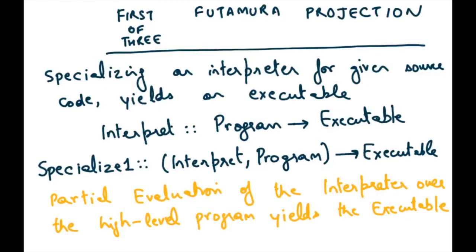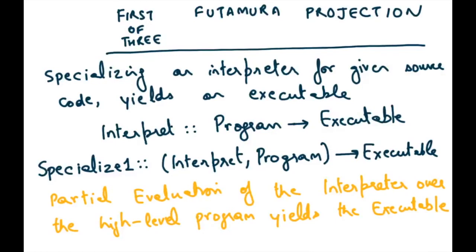Now, the partial evaluation of the interpreter on the program yields an executable, and once again, this is meaningful only if executing the executable on 100 different input data is faster than executing the original interpreter on both the program and the data. Right? Notice that one trivial way to specialize the interpreter on the high-level program or the source code is to just put the whole entire interpreter code and the high-level program in a single file and call it the executable. All right?